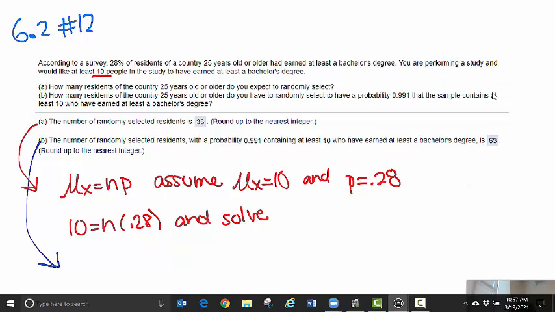All right, 6.2, number 12, okay? First off, I'm gonna read it to you, and I don't like the way they asked question A, which is why I'm gonna show you. And then B is tricky, so I'm gonna show you a trick.